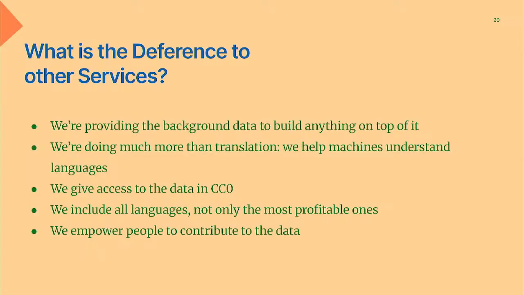So what is the difference to other services? We are providing the background data to build anything on top of it. That is one difference. We are doing much more than translation. We help machines understand languages. And the third one is that we give access to the data in CC0, which is Creative Commons. Now, we include all languages, not only the most profitable ones.